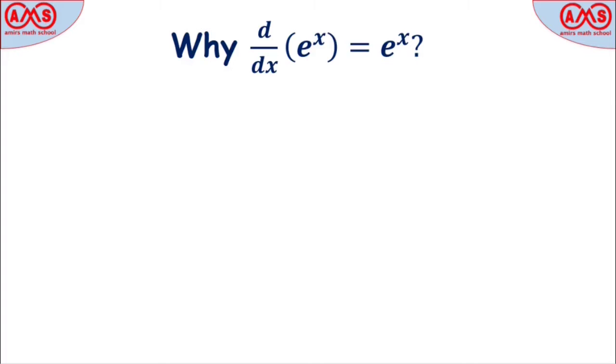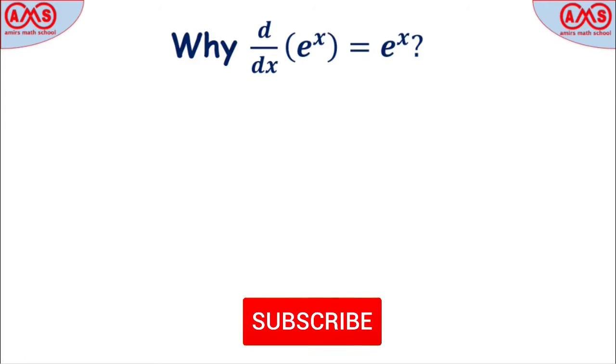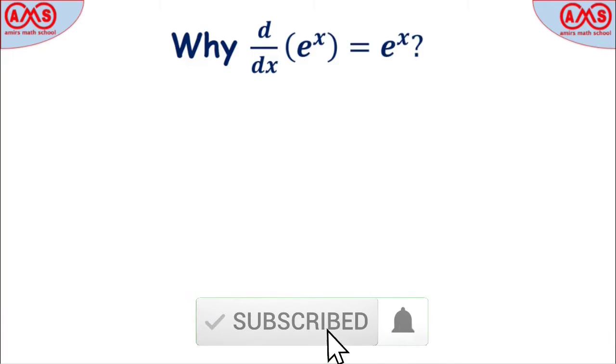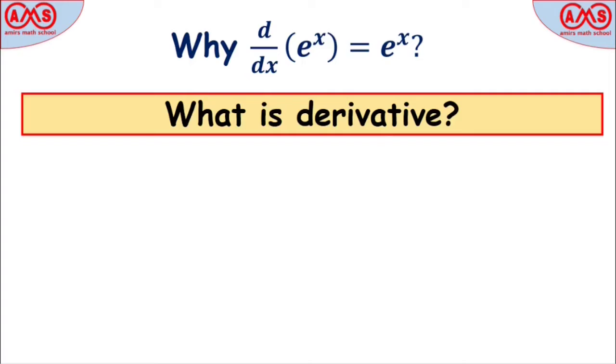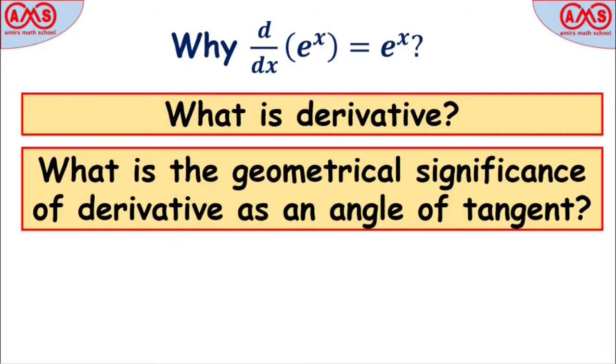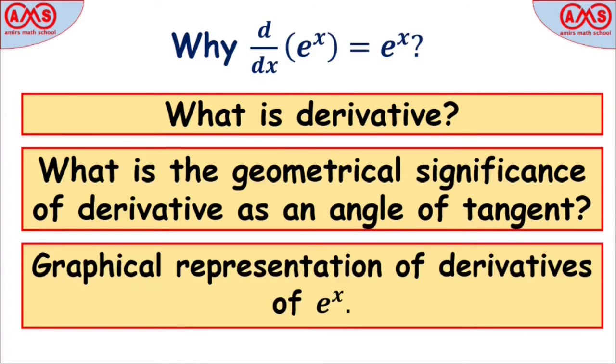We can easily show that d/dx of e to the power x is again e to the power x by finding the derivative of e to the power x using the first principle. But here we want to show this in another way, using the geometrical significance of derivative as an angle of tangent. For this, we need to know what is derivative and what is the geometrical significance of derivative as an angle of tangent. And finally, the graphical representation of derivative of e to the power x.